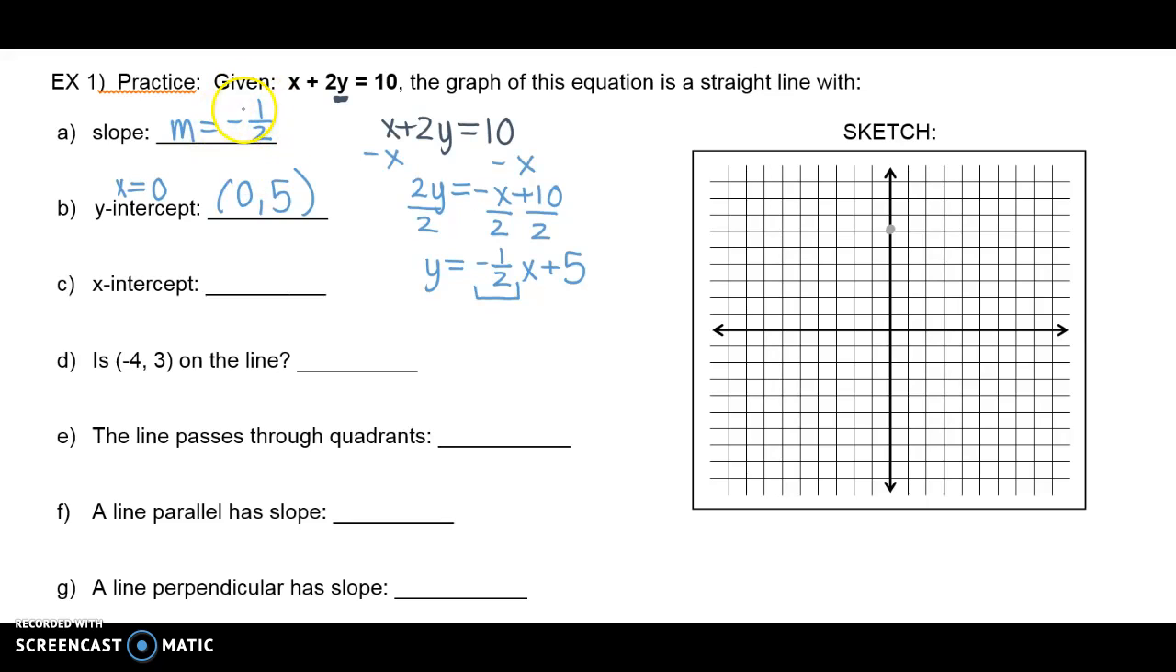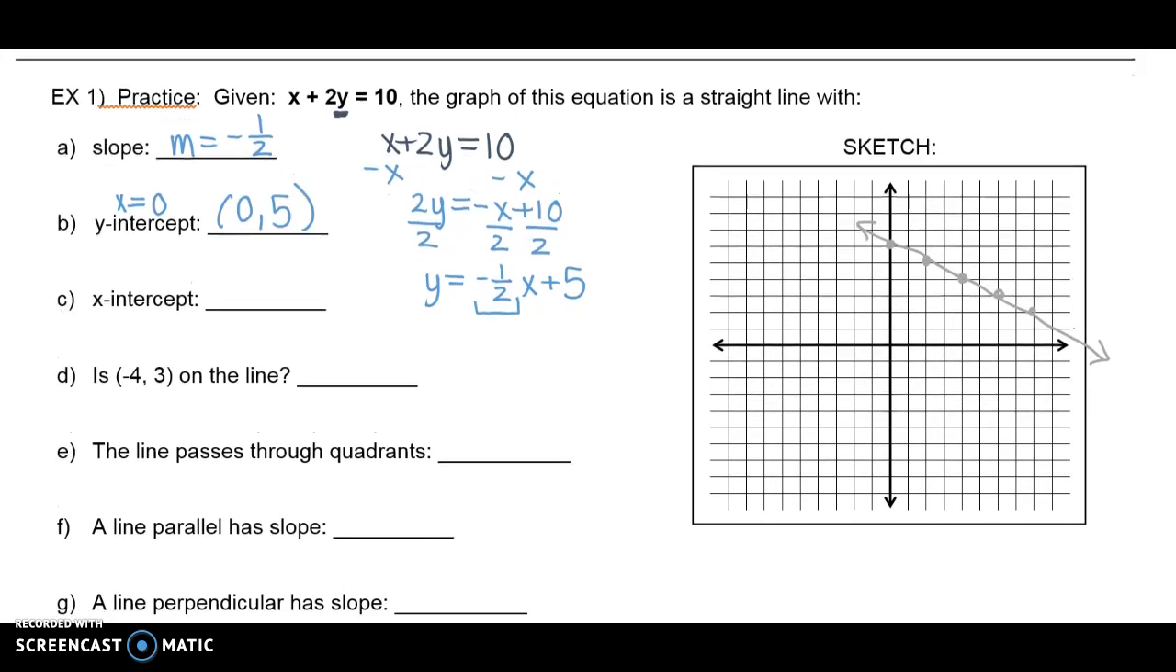Let's use our slope from that y-intercept. The top tells us up or down, the bottom tells us left or right. So I'm going to use the negative and make the top negative. So it's going to be down 1, and then to the right 2. Down 1, right 2, down 1, right 2, down 1, right 2. At that point, you get a good idea of what the general shape of this function is. And of course, using a straight edge, we can make sure that that line is nice and straight.